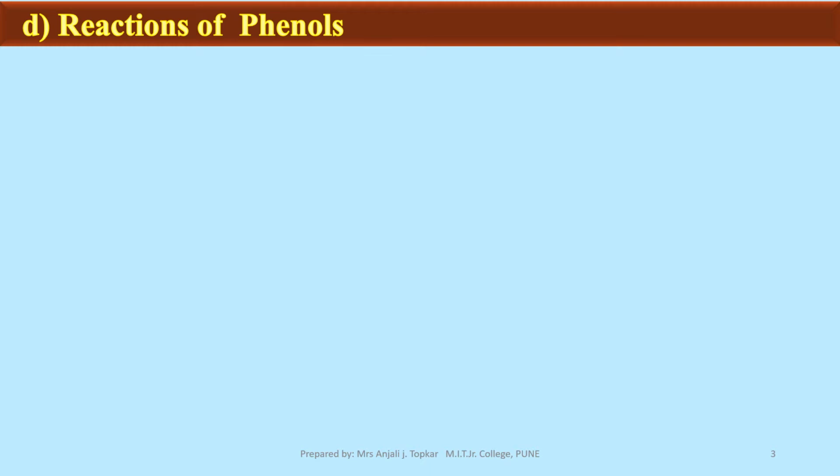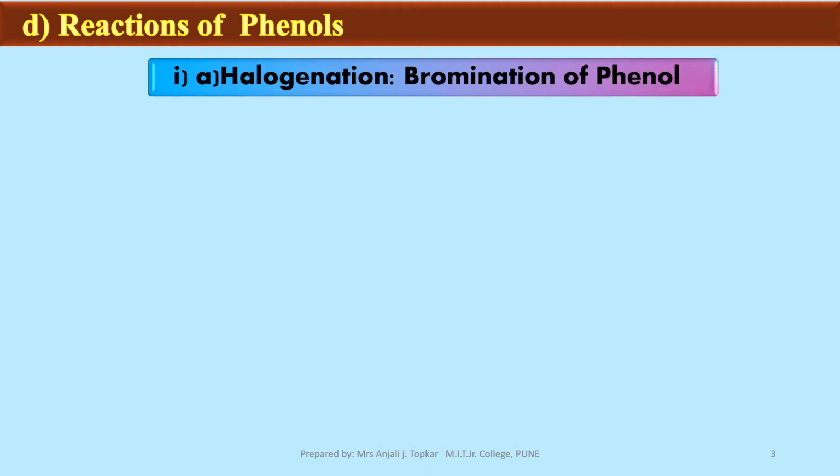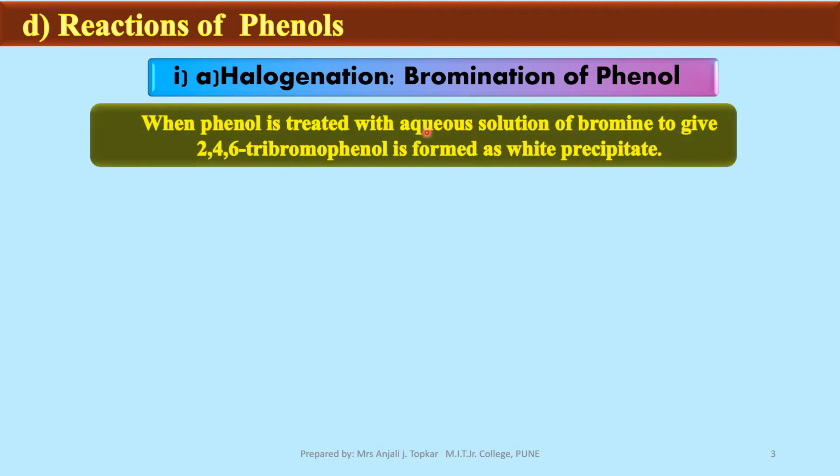In which we are going to deal with bromination of phenol. When phenol is treated with aqueous solution of bromine, it gives 2,4,6-tribromophenol, which is a white precipitate. Let's see how the reaction is taking place.